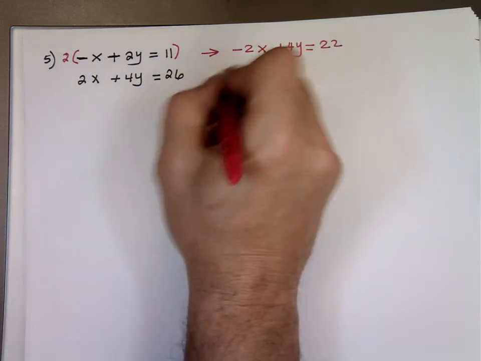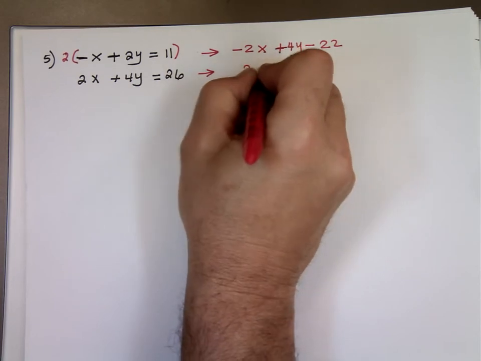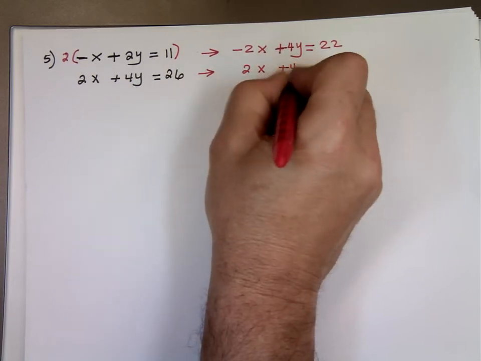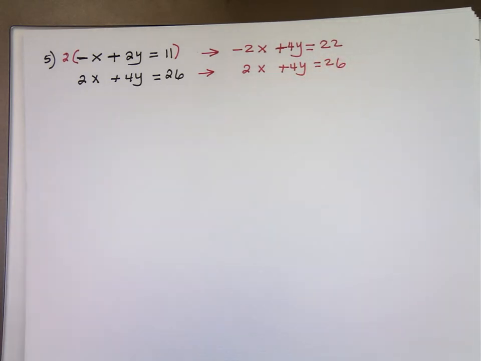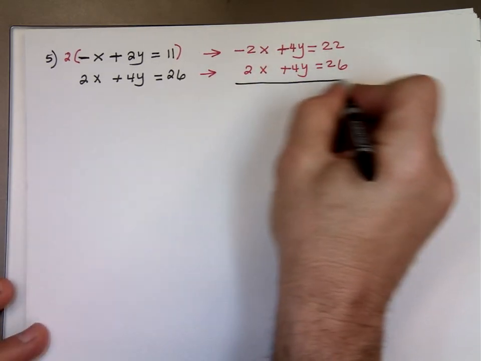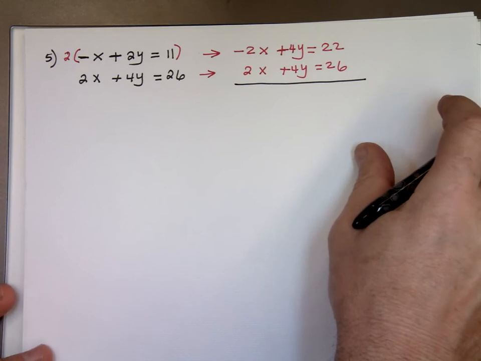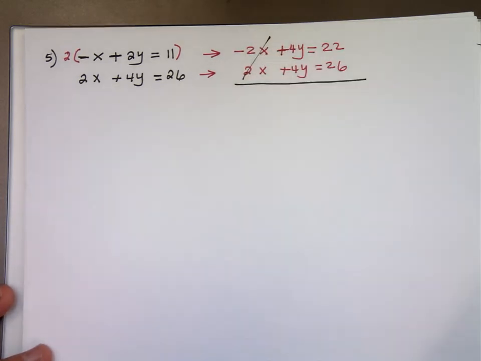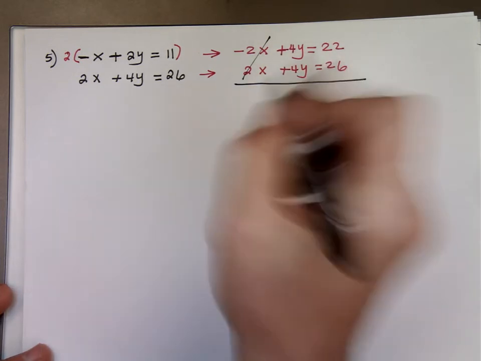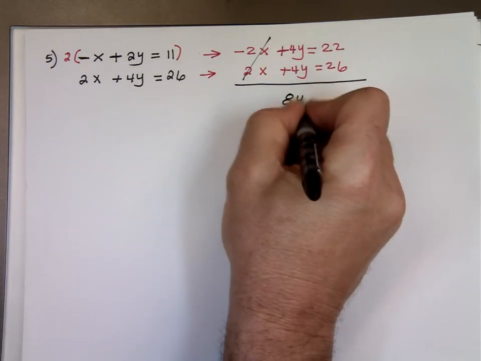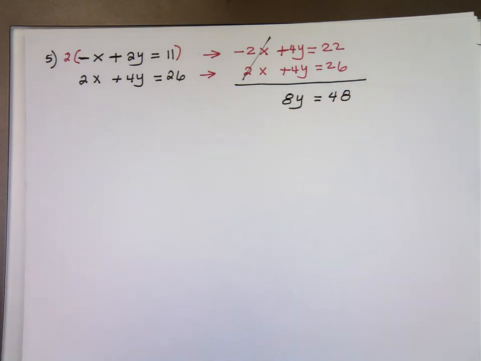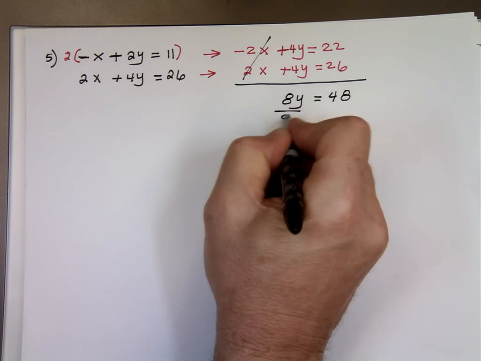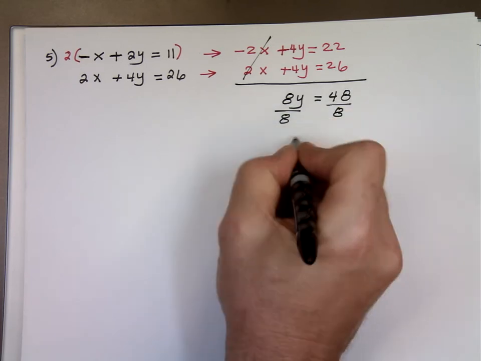The bottom one, leave it alone, will be what? 2x plus 4y equals what? 26. Let's add them. What's negative 2x plus 2x? Gone. What's 4y and 4y? 8y equals what? 48. To solve for y, we're going to divide by 8. Y equals what? 6.